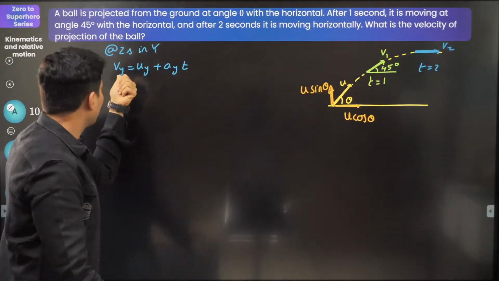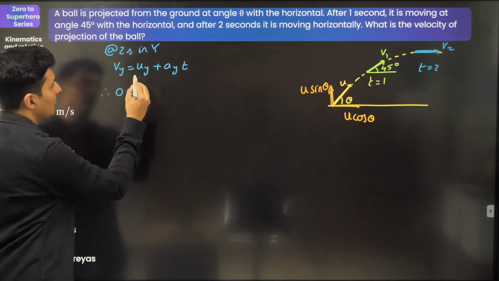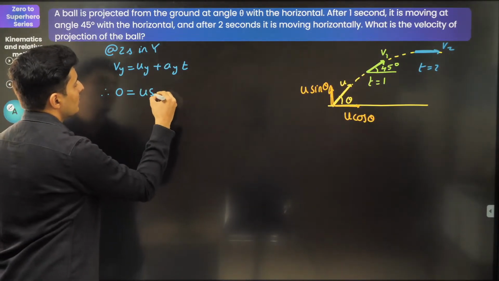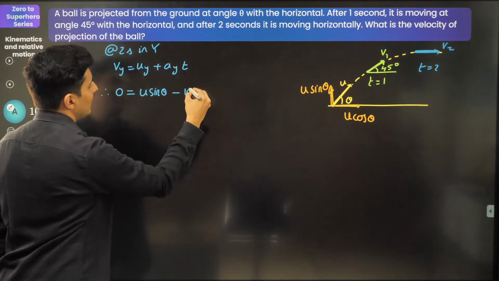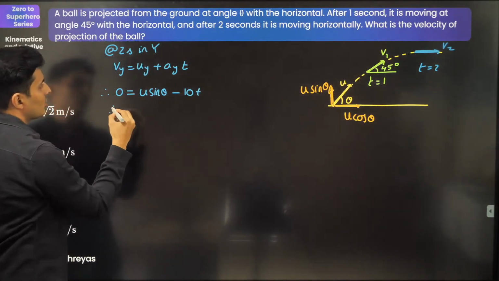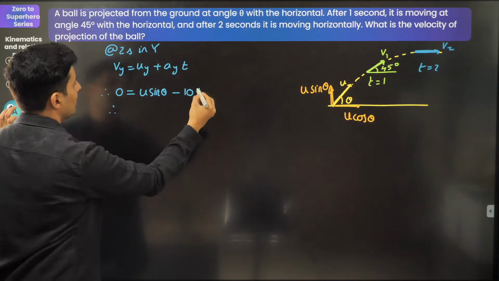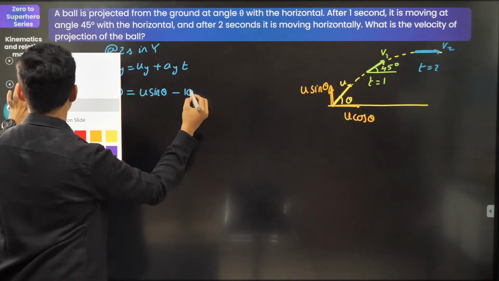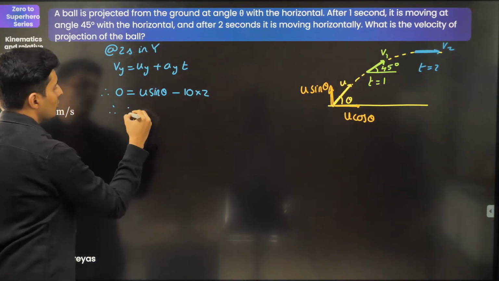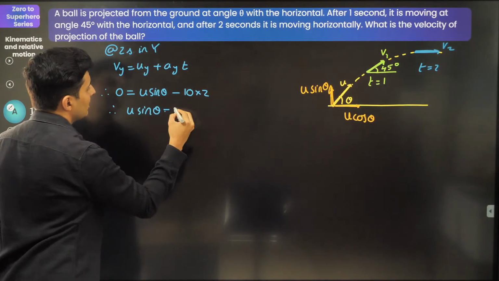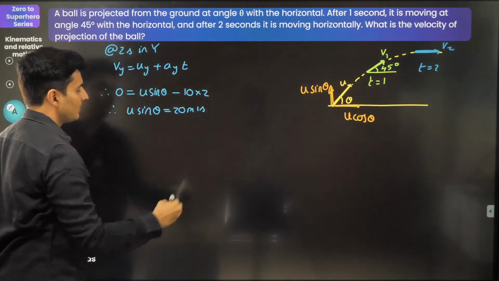There is no y component at all, so that's why that's 0. Uy will be u sin theta. Acceleration is minus 10 into t. t is also given. t is how much? 2. So just put 2 over there. So u sin theta is equal to 20 meters per second.